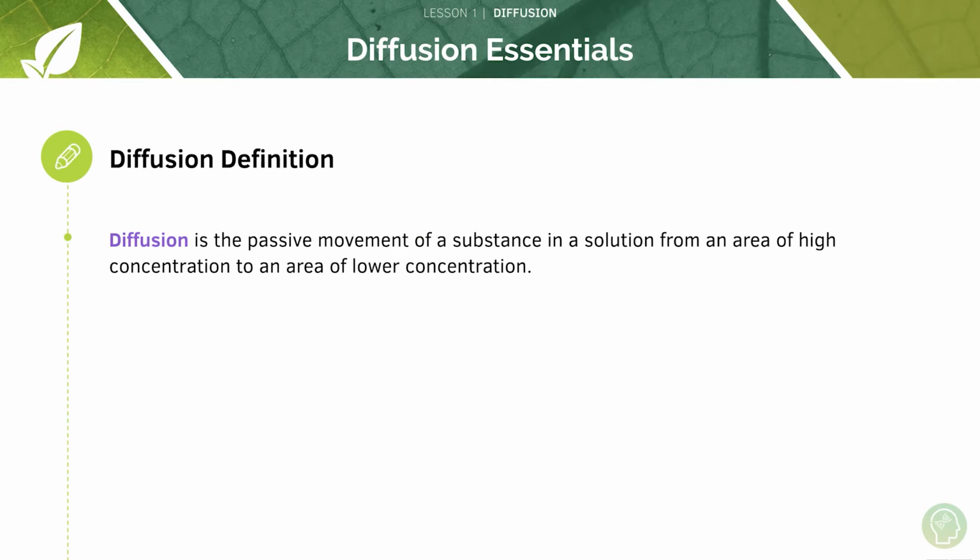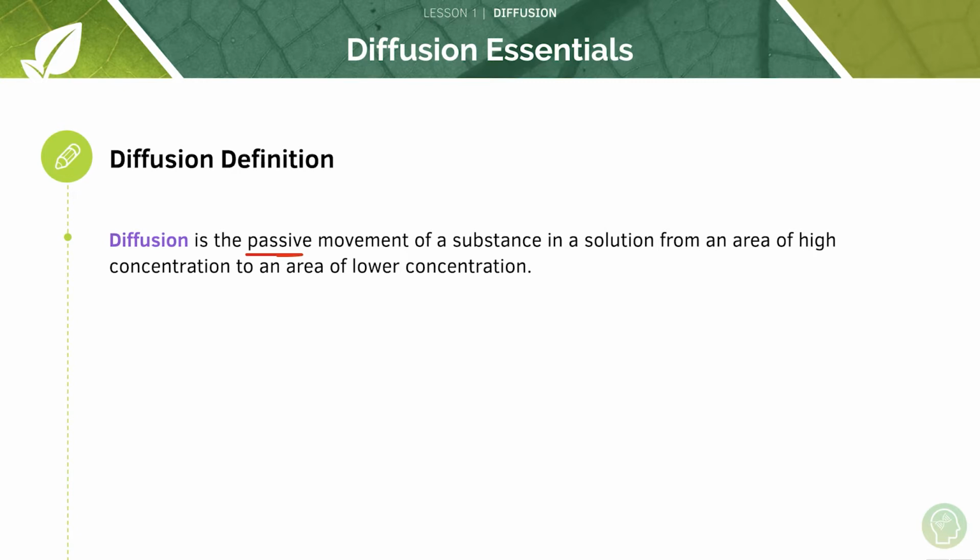First of all, the definition of diffusion is the passive movement of a substance in a solution from an area of high concentration to an area of lower concentration. There are a few words that you really need to commit to memory here. First of all, passive. Diffusion is the passive movement, i.e. it doesn't require energy, okay? And that would be energy in the form of ATP.